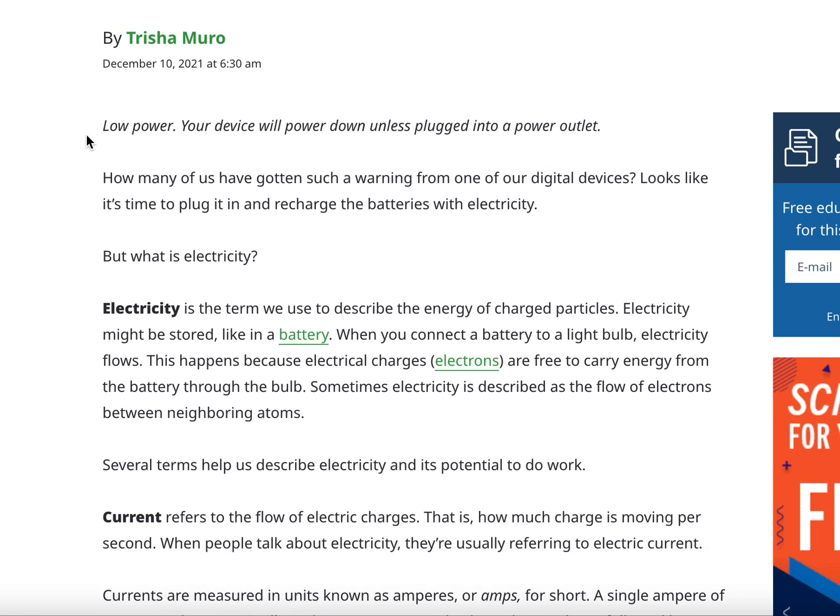Low power. Your device will power down unless plugged into a power outlet. How many of us have gotten such a warning from one of our digital devices? Looks like it's time to plug it in and recharge the batteries with electricity. But what is electricity?